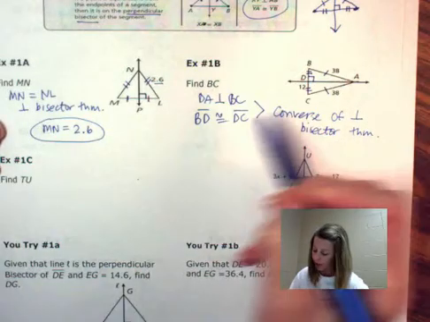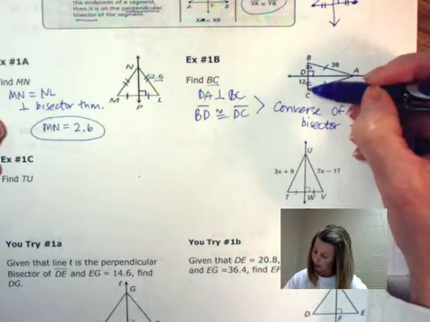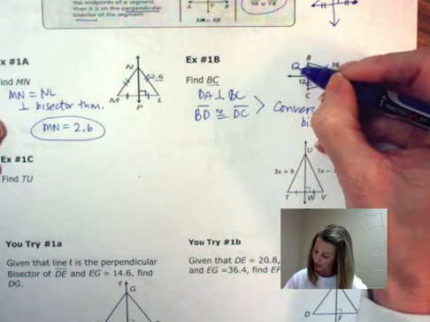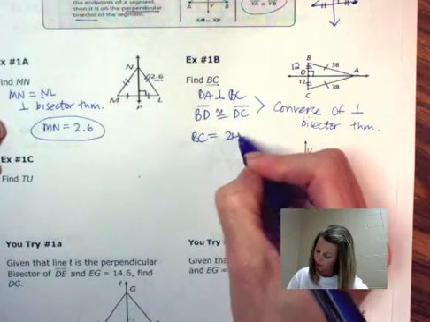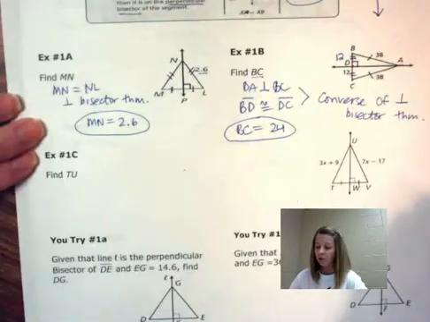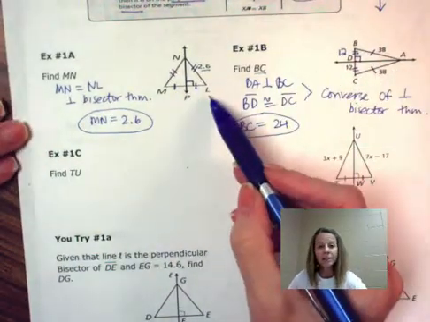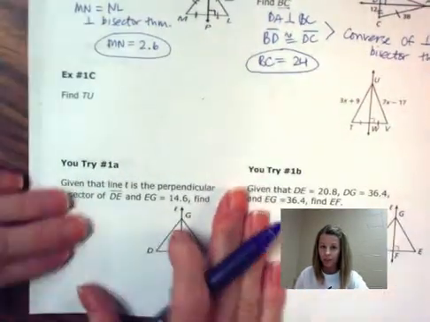Okay, now I can answer my question. Find the length of BC. Well, if BC is this whole thing, I also know that BD is 12, so BC is going to be equal to 24. So once you recognize all the different properties, then these problems are going to be pretty quick. All right, one more, and then I'm going to have you all do the next one.